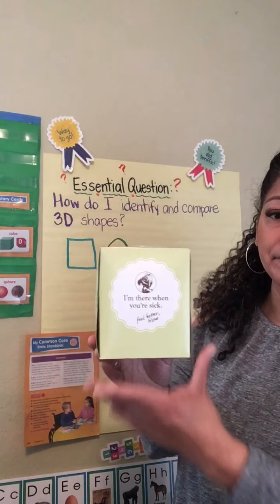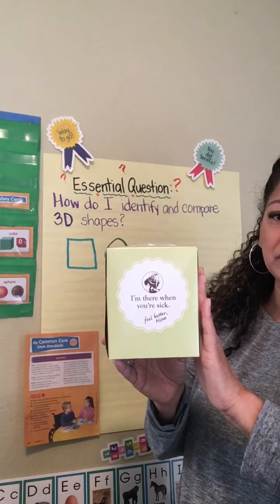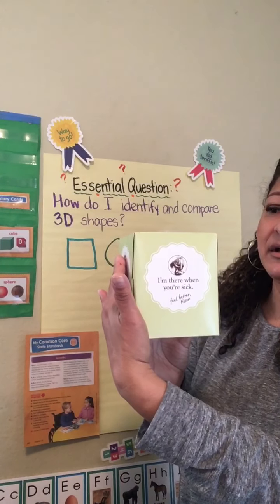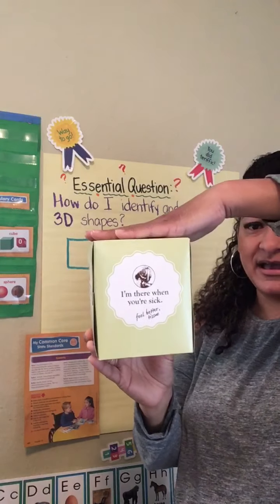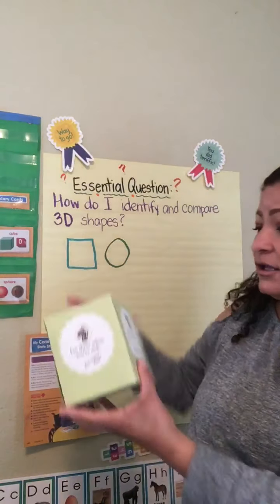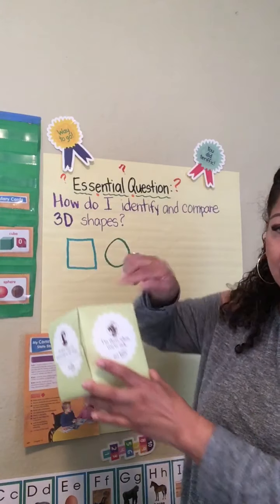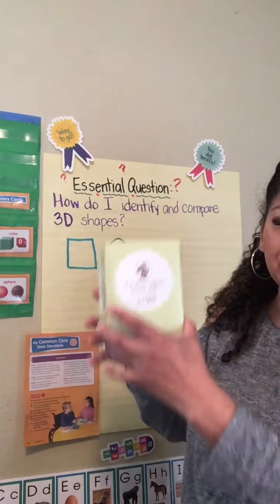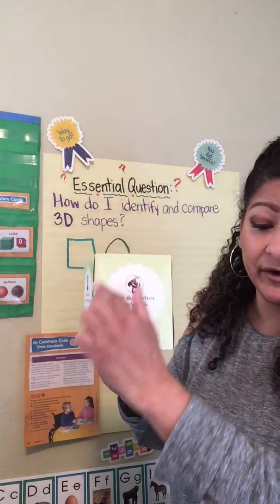Awesome. Ready? 1, 2, 3, 4, 5, and I'm going to do the back, 6. How many faces? 6. And look, what shape is the face? That's right, it's a square. A cube has 6 faces, and the faces are square.